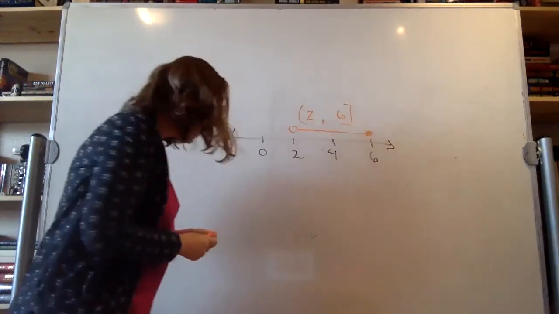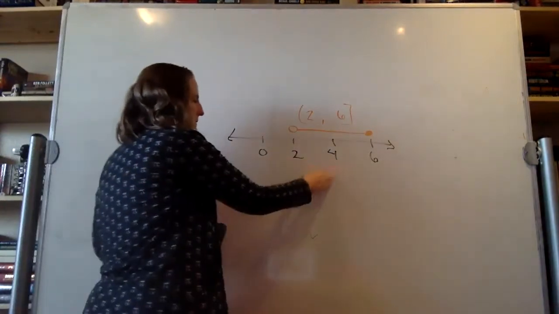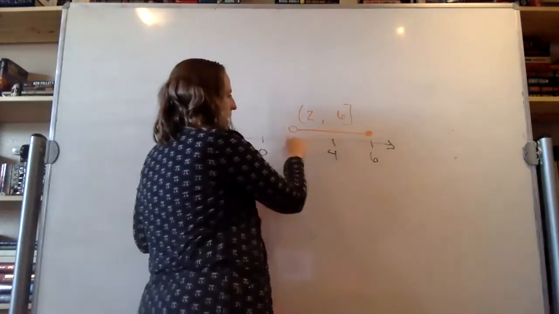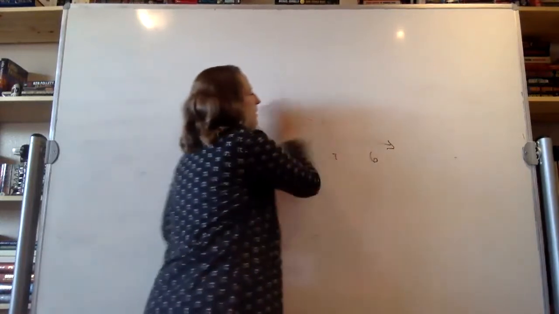Okay? Now, sometimes we want to go the other direction. So we've so far taken a number line with kind of a graph on it and translated that into interval notation.